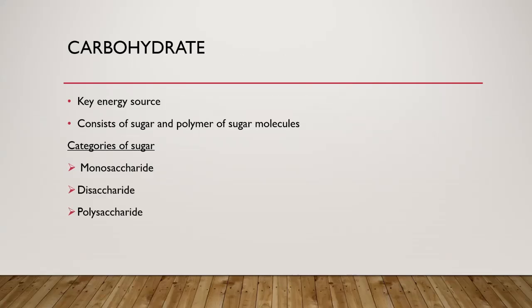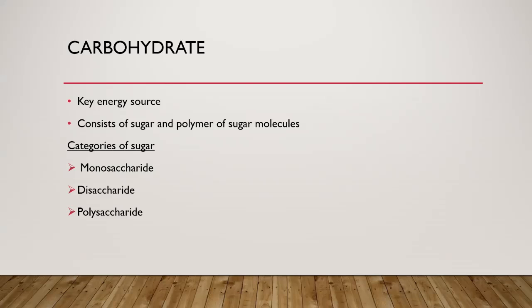Carbohydrate, as we know, is a key source of energy. It consists of a sugar molecule along with polymers of sugar molecules. There are three categories of carbohydrates or sugar. They are monosaccharide, disaccharide, and polysaccharide. As you notice, the prefixes among these differ. Mono just means one, di just means two, and poly, as we said earlier, means many. Saccharide just means sugar molecule or sugar.